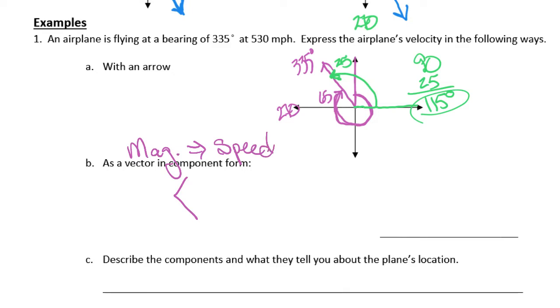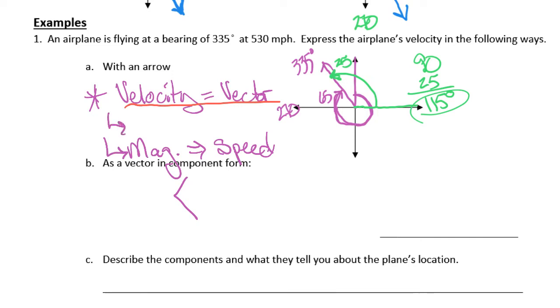You know what, let's write down two things. For velocity, which is our vector, two things: we have magnitude and direction, right? So here's our magnitude. Direction is your angle measure.